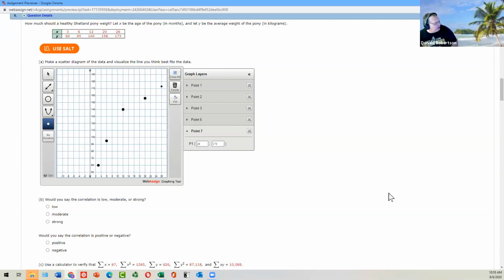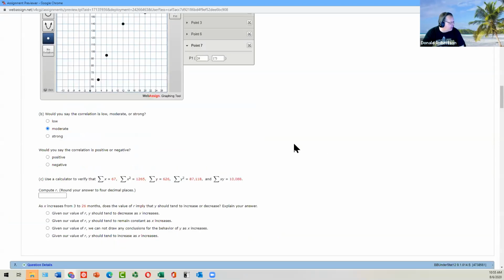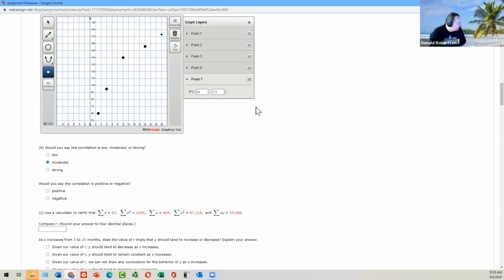And now you're looking at a scatter plot. Would you say that this correlation is low, moderate, or strong? Moderate. Yeah, I'd probably agree. Don't be surprised if the book disagrees with you, because I disagree with them sometimes as well. Would you say it's positive or negative? This I won't disagree with, because I'm sure they'll get it right. Positive.